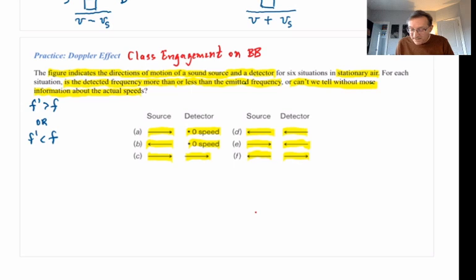In each of those 6 cases, you state either f prime is bigger than f, f prime is less than f, or not enough information to say. And that's what you will enter on Blackboard. Okay, like I say, we'll do an example problem, a Wiley Plus problem of the Doppler effect in class. And that's all for this last video.